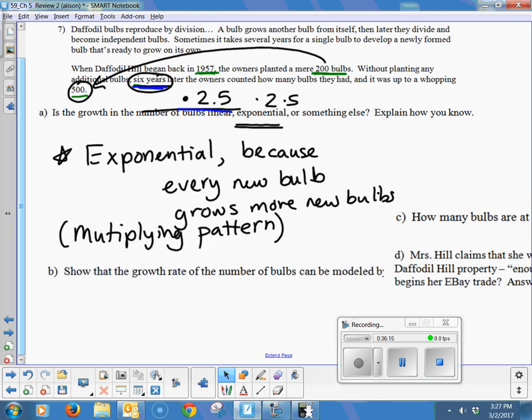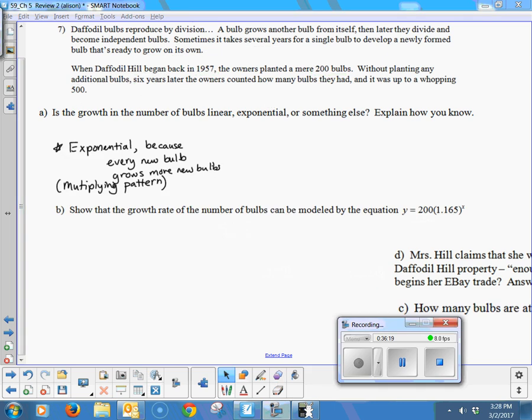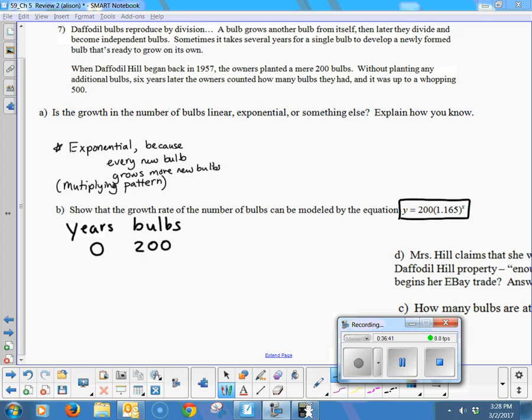I'm going to maybe shrink down part A. Alrighty, show that this is the equation. Well, people, by show, it doesn't mean use the equation and show it works. It means show that we can get that equation. So I know that if I have years and bulbs, at year 0, I have 200 bulbs. And at year 6, there are 500 bulbs.